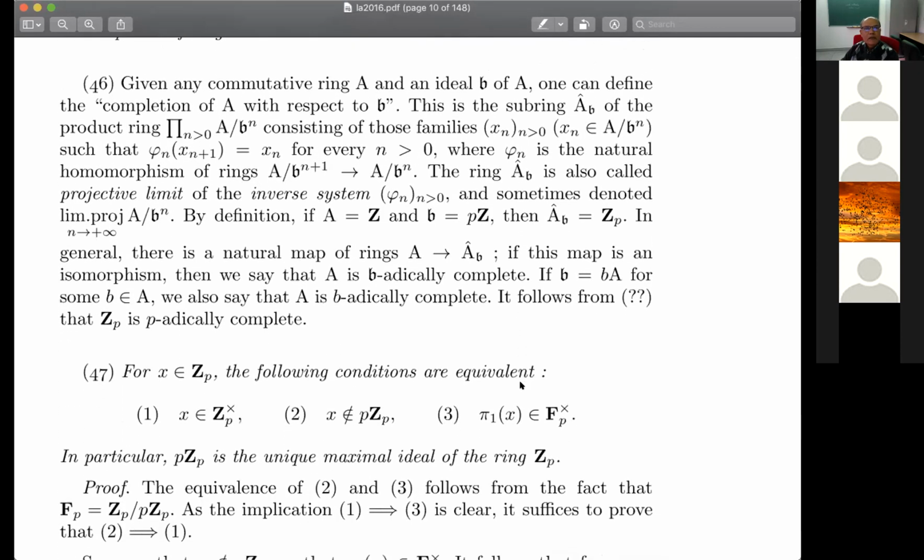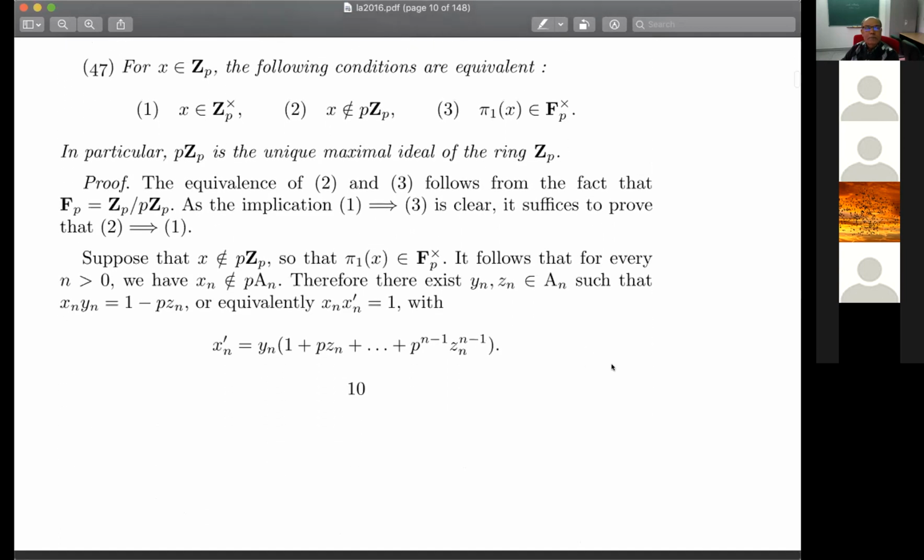Okay. So this is somewhat a general kind of statement, which I don't need for the time being, so I'm going to skip this. Let's come back to our Z_p and let's determine when an element of Z_p is a unit. When is it invertible in Z_p?